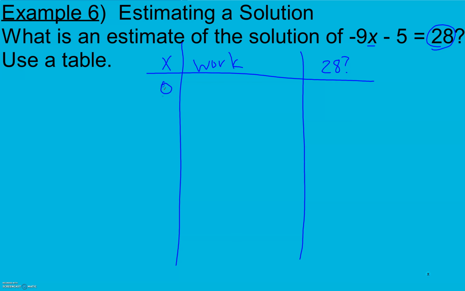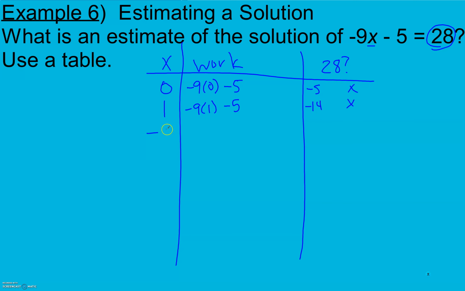I'm going to start with 0 and 1 again. So negative 9 times 0 minus 5 gives me 0 minus 5, negative 5. Not what we're looking for. Now I'm going to try 1. Negative 9 times 1 minus 5. Negative 9 minus 5, negative 14. It's not what I'm looking for, and I'm further away from where I want to go.